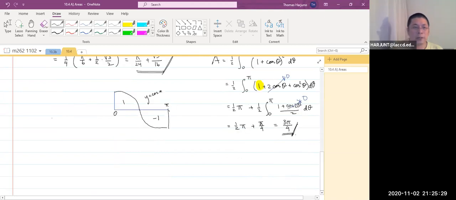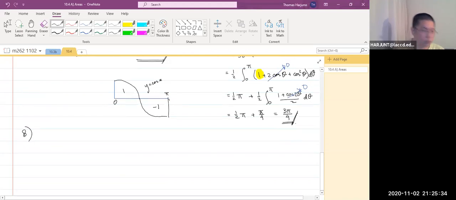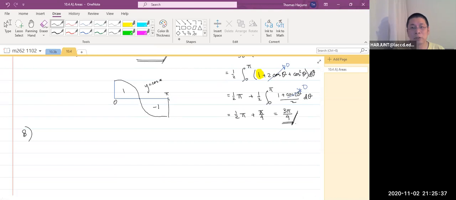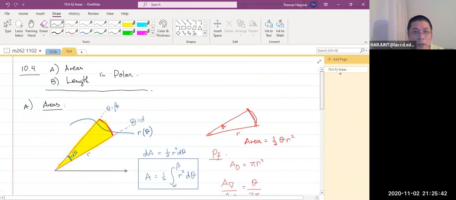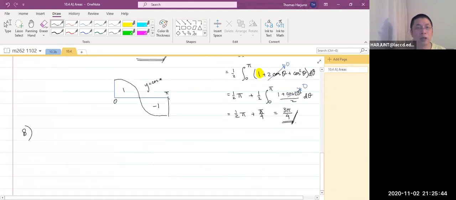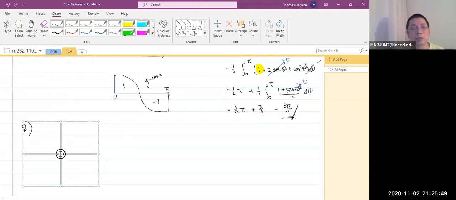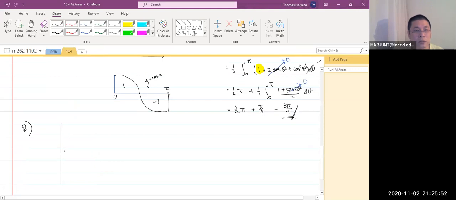How about number 8? They give us the picture. That's why I want to take advantage of that. Number 8. The graph looks like this. It actually goes this way. Now the question is, find the area of only one leaf.